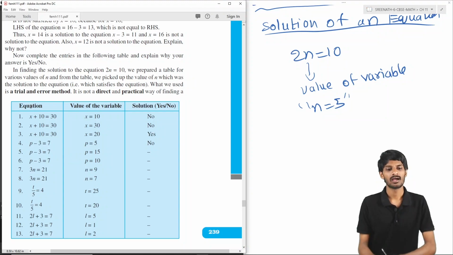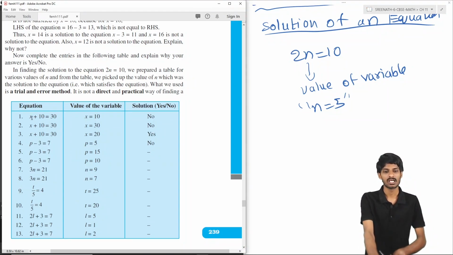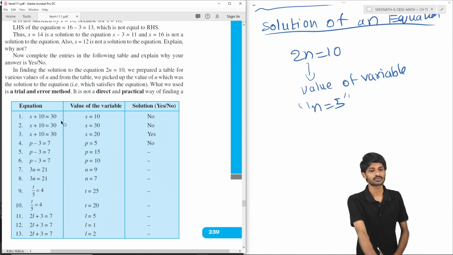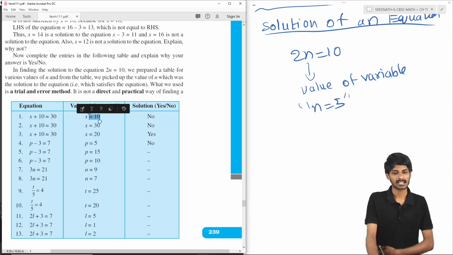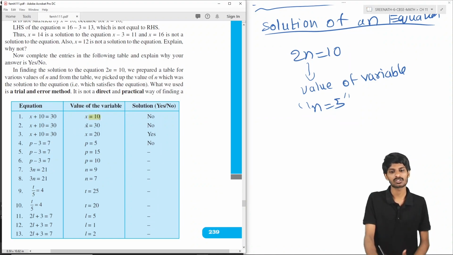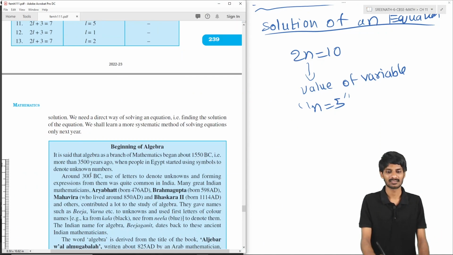Here there is an equation x plus 10 equal to 30. What is the value of the variable, students? If you substitute the x value as 10, is the condition satisfied? No, then it is not a solution. If you substitute 30, it is not a solution. If you substitute 20, yes, it will satisfy the equation. So it is the solution. Like that you have to do the things, students.